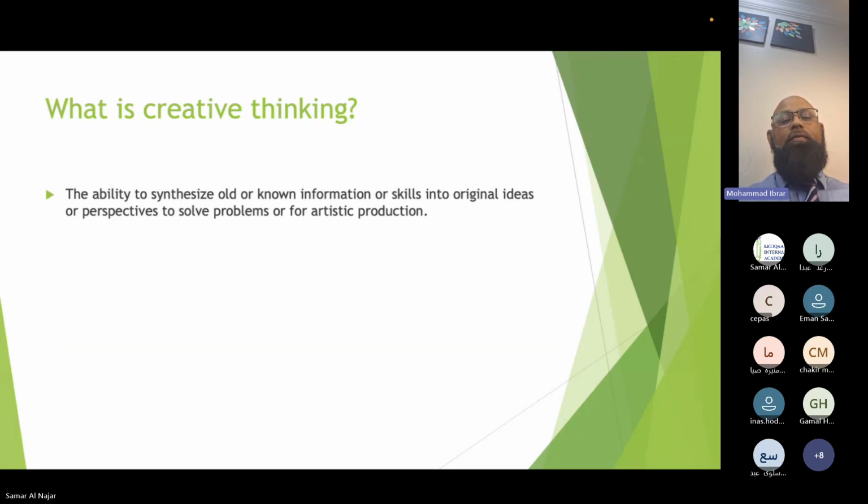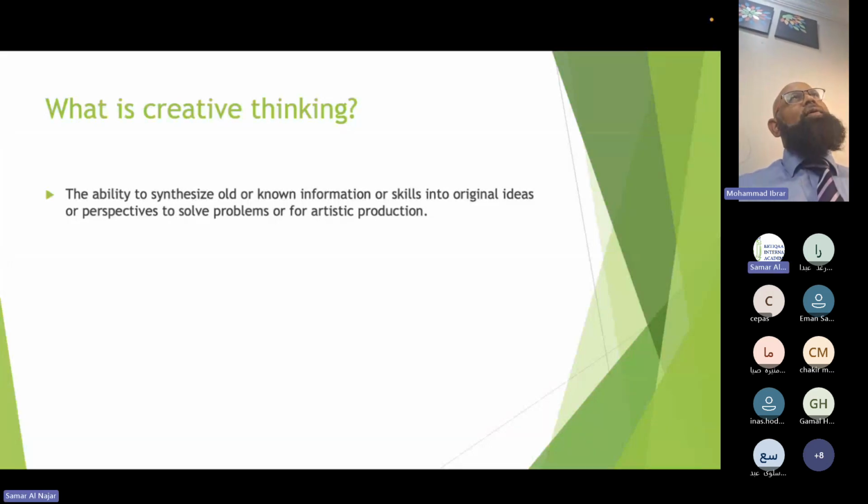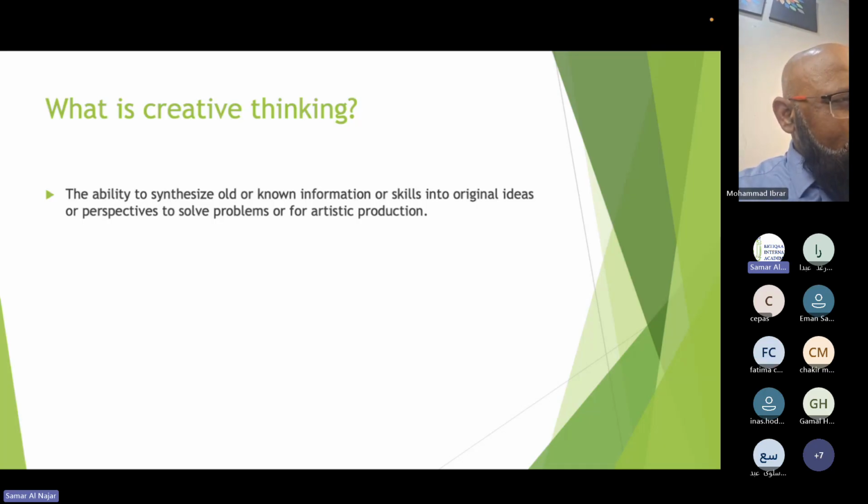What is creative thinking? The ability to synthesize, add, or combine information and skills into an original idea. So when you have two, three ideas, they're combined together and it gives rise to another idea. That's called creative thinking. I think, I'm sorry for interrupting you, but I think creative thinking happens after critical thinking, when students get used to using critical thinking in class, so they can then use creative thinking as a result, I mean.